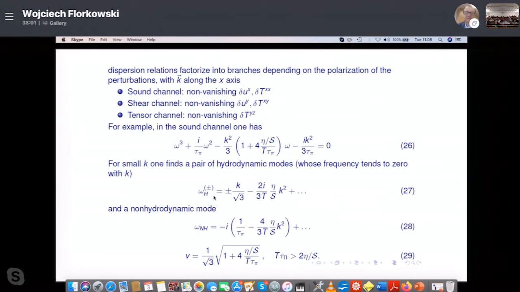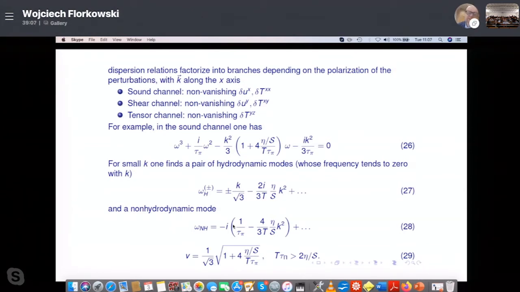There are two modes which are hydrodynamic, because they have the property that when k goes to zero, omega also goes to zero. So there's omega_h, which is plus minus k over the square root of three. There is some imaginary part which goes as k squared, but for small k, anyway, if k goes to zero, omega goes to zero. So the imaginary part is smaller than the linear part. You see that this mode can live as long as you wish, because you can make the gradient smaller and smaller, so you can make k smaller and smaller, and then omega can be as small as you like. So this mode can live as long as you want it to. This is the hydrodynamic mode by definition.